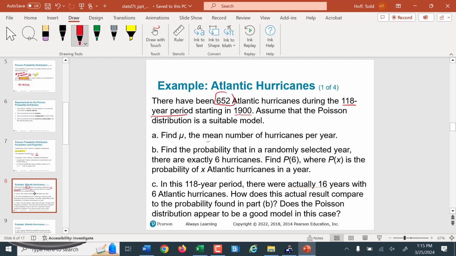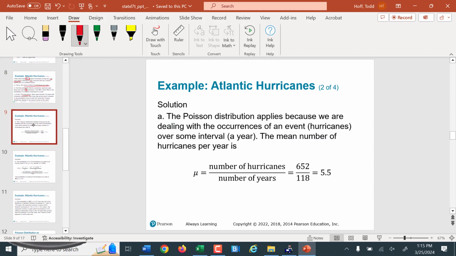So the first thing we want to do is find the mean number of hurricanes per year. We'll do that on the next slide. Then we're going to calculate the probability of getting 6 hurricanes in 1 year. Then we're going to compare that to what actually occurred, and see if the Poisson distribution seems like a reasonable approximation for that. So here, to find the average number of hurricanes per year, we take 652 hurricanes divided by 118 years, which gives us 5.5 hurricanes per year as the mean.